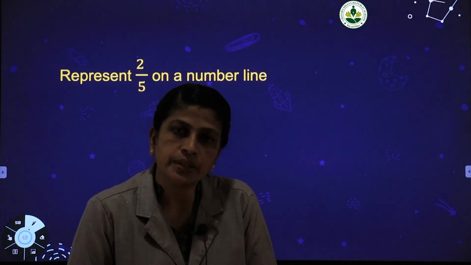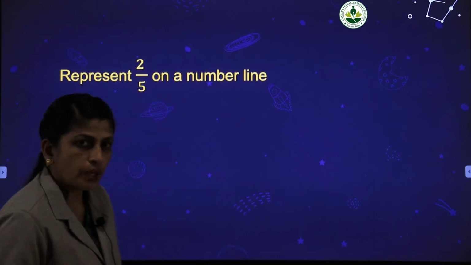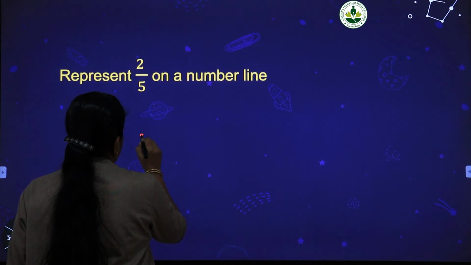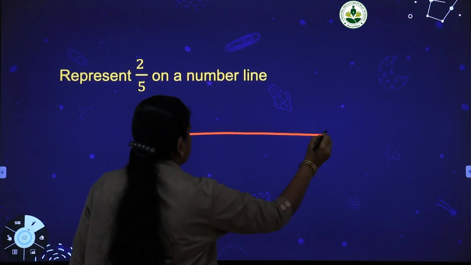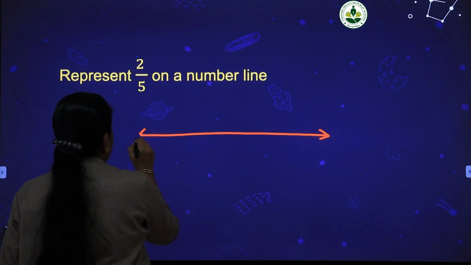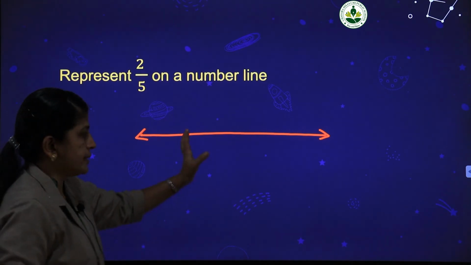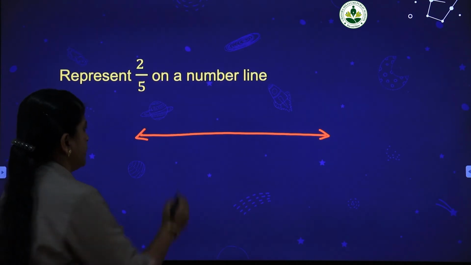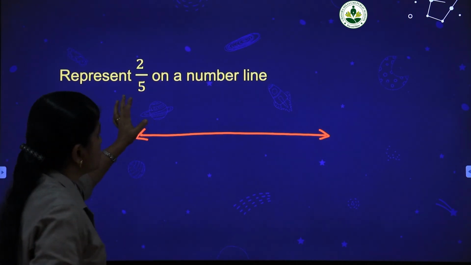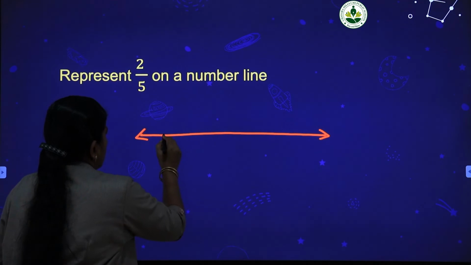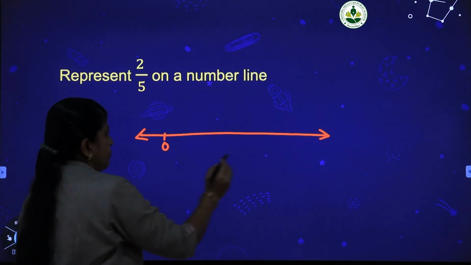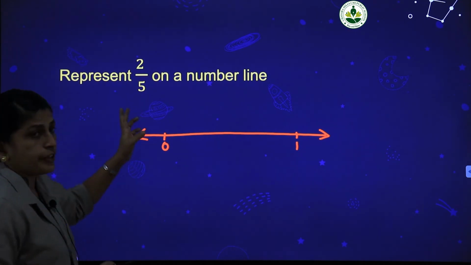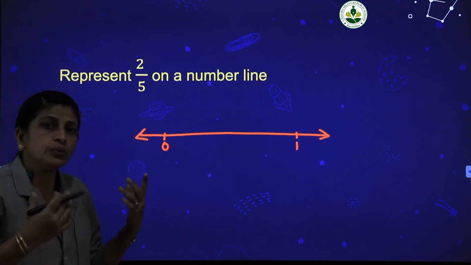For that, first draw a line. To draw a line, use your ruler and draw a line. Draw arrow marks on both sides, which means it is a line that goes endlessly on both sides. Then we have to represent 2 by 5. That means the 0 mark over here and this is 1, and we want 2 by 5, that means 2 parts out of 5 parts.